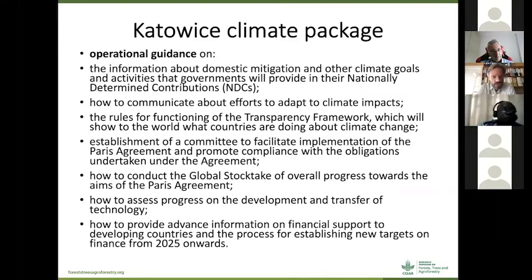Then I mentioned the Katowice climate package that has provided operational guidance on how the Paris Agreement can be implemented. So not all of this is finished. It's still much under discussion, but in this package you have information on how domestic mitigation and other climate goals and activities should be provided within the nationally determined contributions, how to communicate efforts about adaptation, the role of the so-called transparency framework, where countries can show what they're doing about climate change, the establishment of a committee to facilitate the implementation of the Paris Agreement and promote compliance with the obligations, and how the global stocktake every 5 years, the first one in 2023, will be conducted to assess progress towards the objectives.